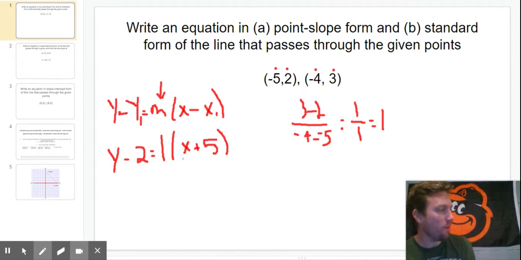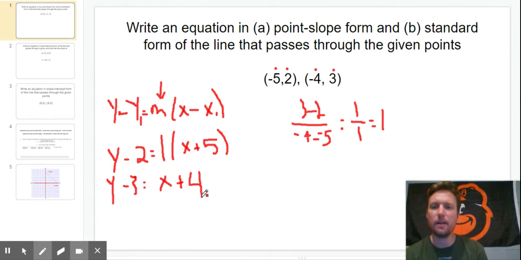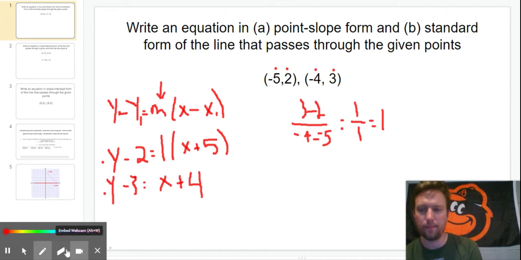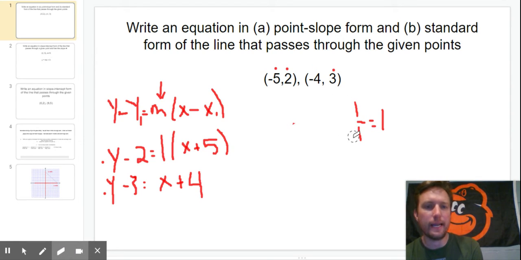Another way that we could write this is y minus 3. We're going to use the other set of coordinates, equals, and again, this time I'm not going to put my 1 in there because we don't really do that. We're just going to write x, and we would have plus 4, because we're using this coordinate, negative 4, but we wouldn't say minus negative 4. We would just say plus 4. So writing in point slope form, you could write it option A or option B. Both would be correct.